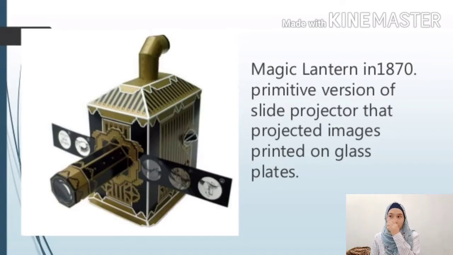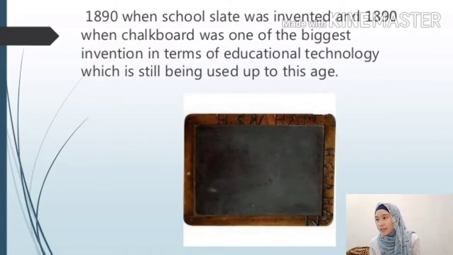Here you can see the images, right? In this Magic Lantern. So, it looks like smoke is coming out of it. Okay, so that is the Magic Lantern. And then, the next one is 1890 when the school slate was invented, and 1890 when the chalkboard, one of the biggest inventions in terms of educational technology, which is still being used up to this age. So this is the very first chalkboard that was made. As you can see, it is very different from our big blackboard today. This is a small chalkboard.